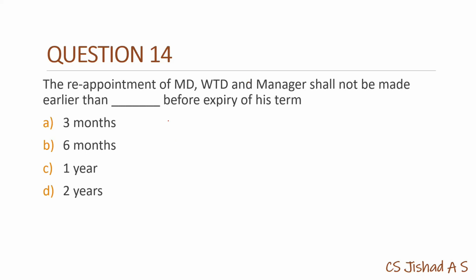The reappointment of managing director, whole-time director and manager shall not be made earlier than dash before expiry of his term. So this is section 196 of Companies Act. It specifies that MD, whole-time director or manager will have a term of 5 years, one term of consecutive 5 years. They can be reappointed. Reappointment can be made before the expiry of term, but not earlier than 1 year before expiry of the term.